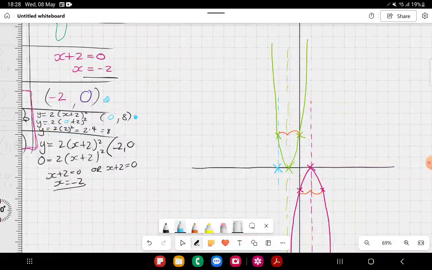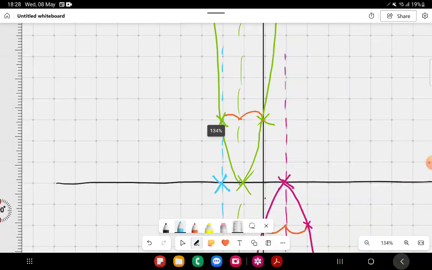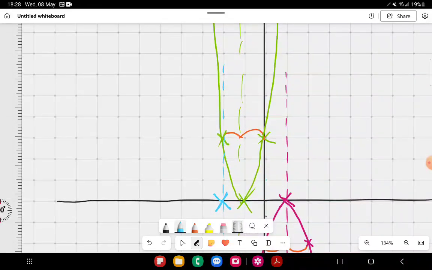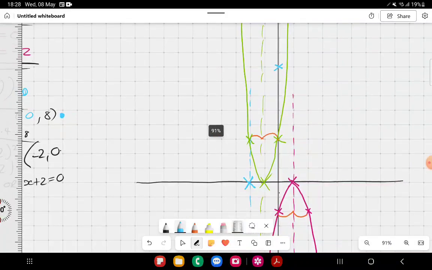And our y-intercept is at 8. So on this axis, I'm going to go 1, 2, 3, 4, 5, 6, 7, 8. Let's go again: 1, 2, 3, 4, 5, 6, 7, 8. That is going to be my y-intercept. Now, my axis of symmetry is over here. It is 2 hops away from the axis of symmetry, so my symmetrical point is going to be over there.